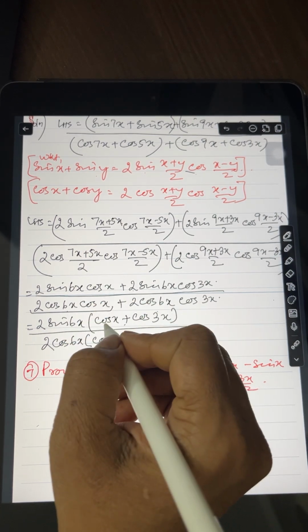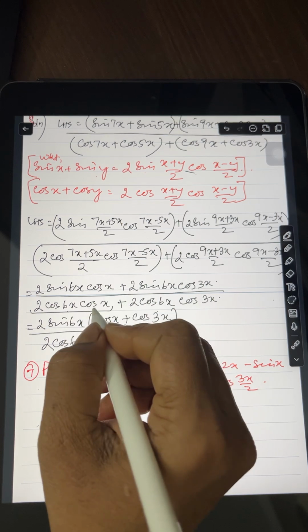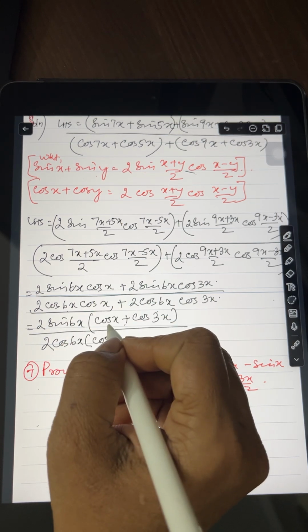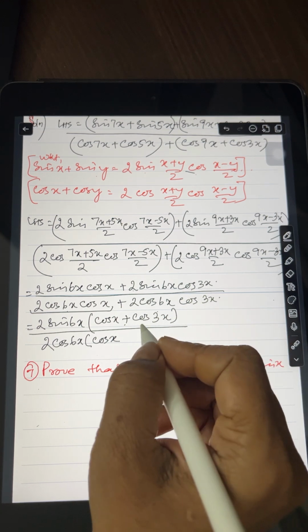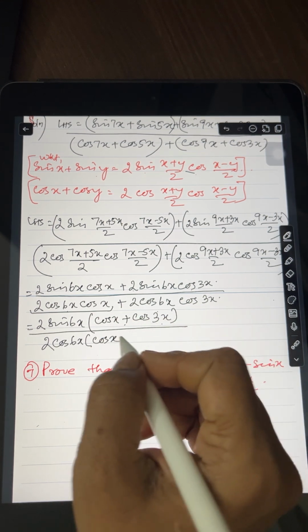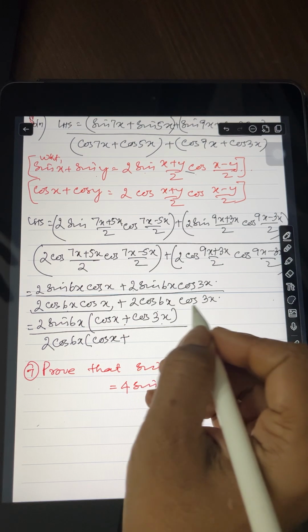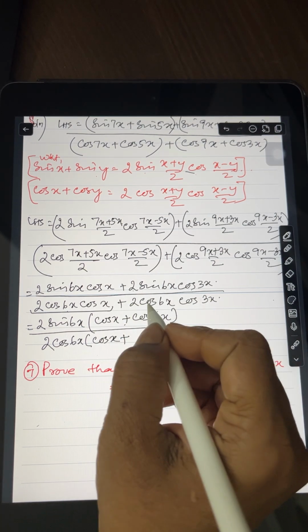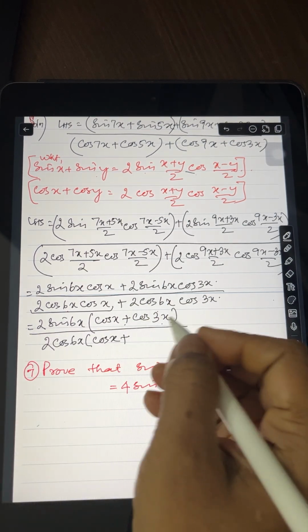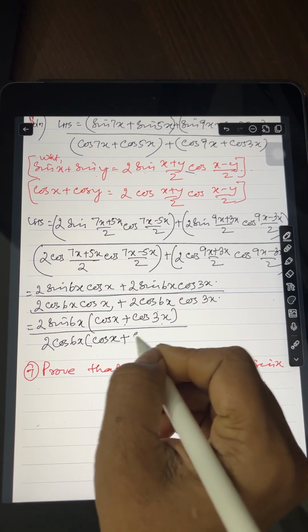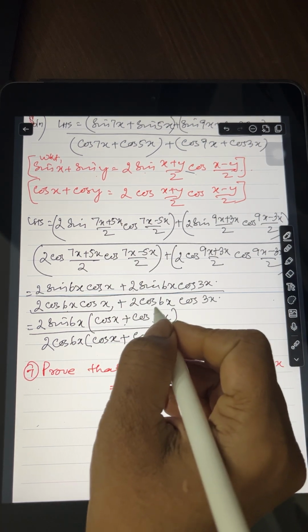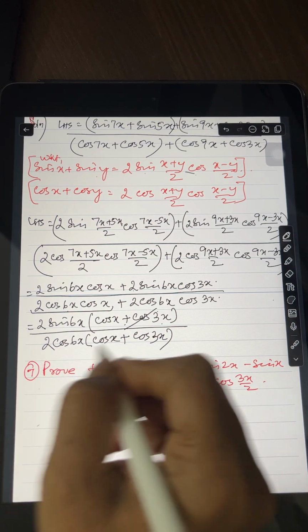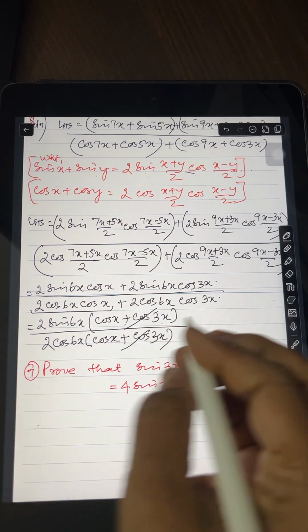Like above. Above also the same thing, no? What was left in this term? Cos is left, so you put cos. What is left in this term? Sin cos 3x is left, so you have put cos 3x. So here also, in this term, what is left? You have taken 2 cos 6x outside. So what is left? Cos 3x is left. So you see here also you have cos x plus cos 3x. Here also you have cos x plus cos 3x.